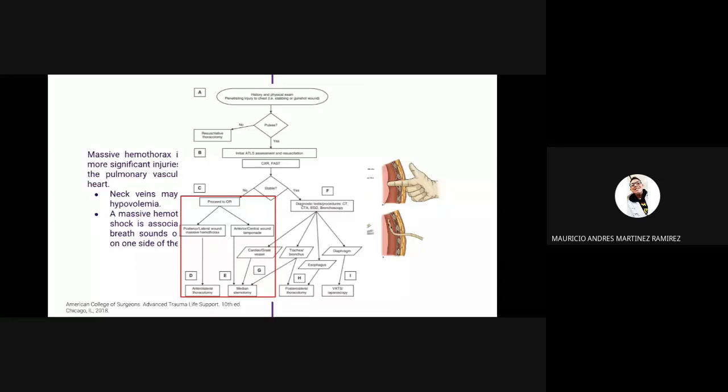The immediate return of 1,500 milliliters or more of blood generally indicates the need for urgent thoracotomy.